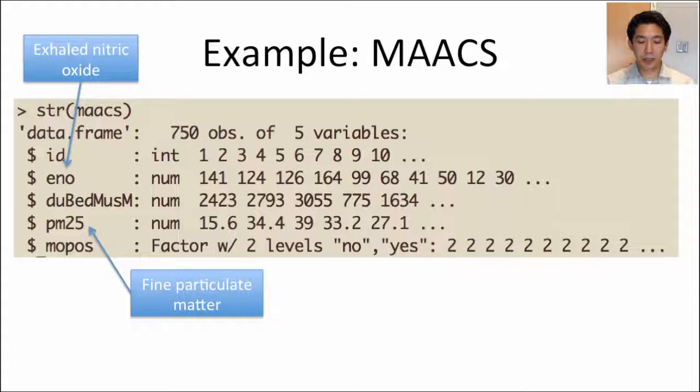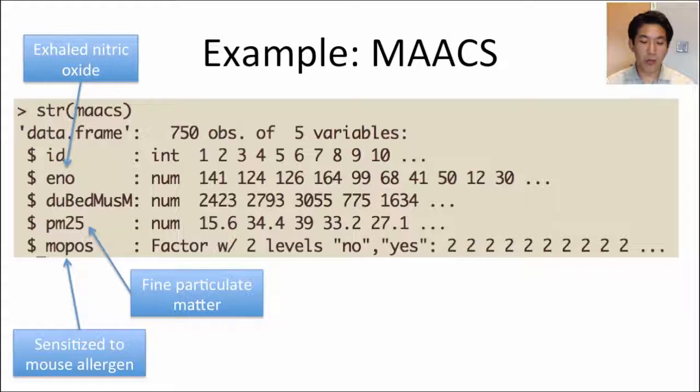The second variable here that I want to highlight is fine particulate matter. So this is dust that is less than 2.5 microns in diameter. So it's very fine dust. And the last variable I want to point out here is these mouse positive variables. So this is a skin test that the children do, which tells us whether they're allergic to mouse allergen or not.